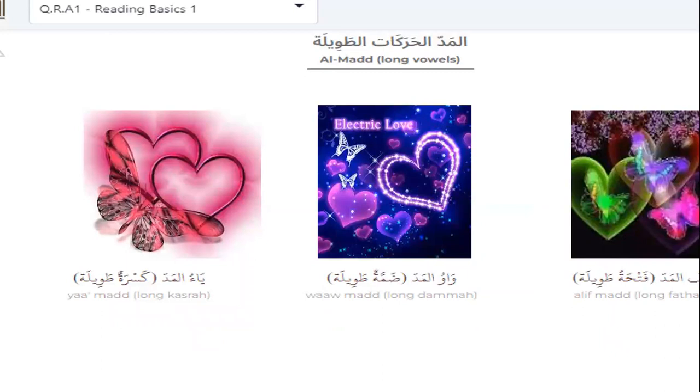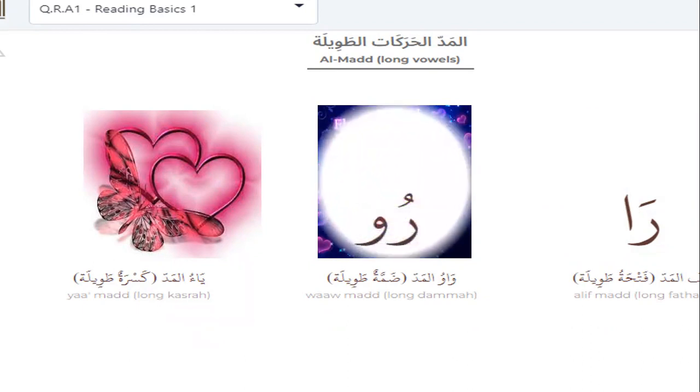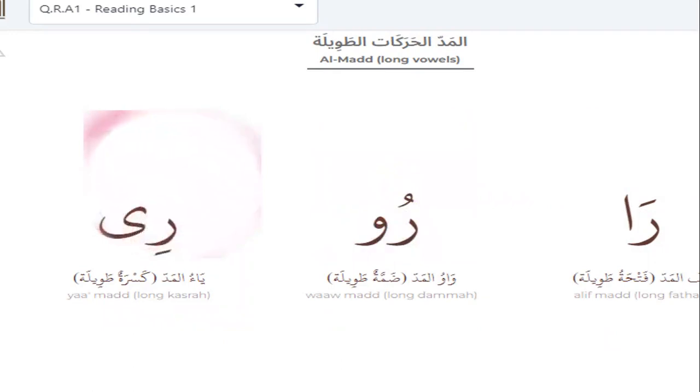Ra with long vowels. Long vowel fatha means double fatha. Not ra, it's ra. Long. Long vowel dhamma, ru. Long vowel kasra, ri. Please repeat. Ra, ru, ri.